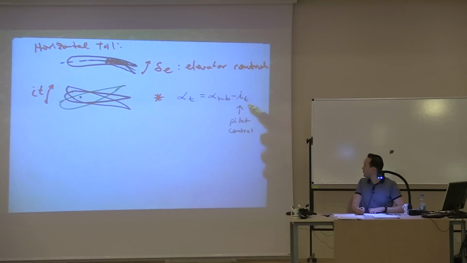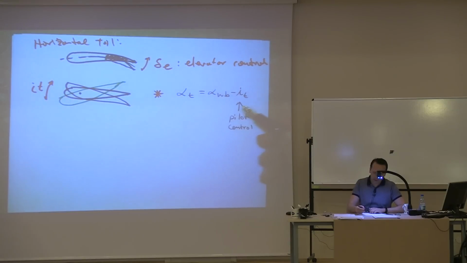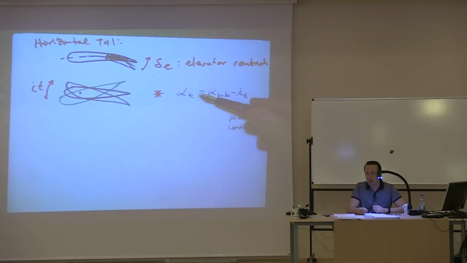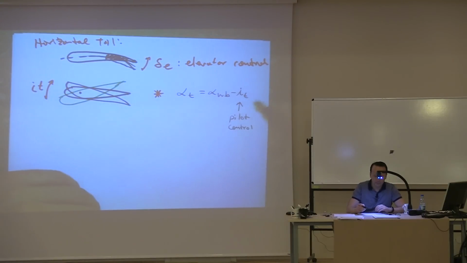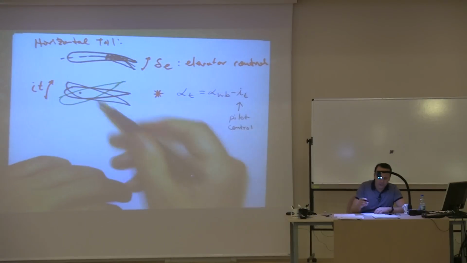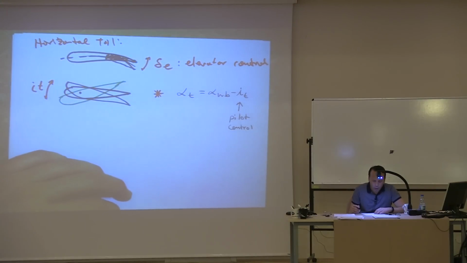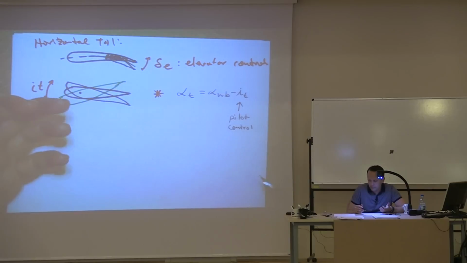And you see that a positive iT in this case will induce a negative alpha. Okay, so moving it downward would be a positive iT. So I call it a pilot control. So the pilot can adjust the angle of the horizontal tail, and therefore it will change the angle of the tail. Okay, this is one thing.